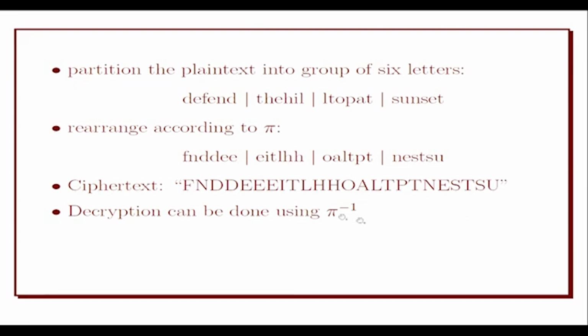And for decryption, we have to use the inverse permutation. So, we take this block and we apply phi inverse, and we get the original. Similarly, we apply phi inverse on each of the other blocks. So, we get this. Okay. So, this is called the permutation cipher, or transposition cipher.